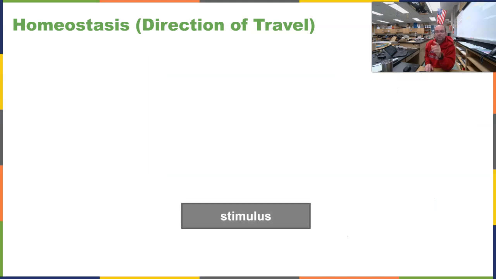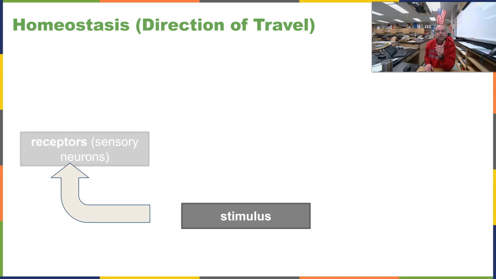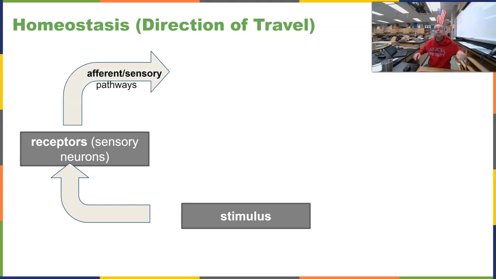Now let's take a look and be a little more technical here. Once the stimulus occurs, the sensory neurons pick up the information, and as we said, they send impulses towards the control center. 99% of the time, it's going to be the brain. So in class, you're going to see me take my fingers and my hands, move them up like this to say towards the control center. Those pathways are called afferent sensory pathways.